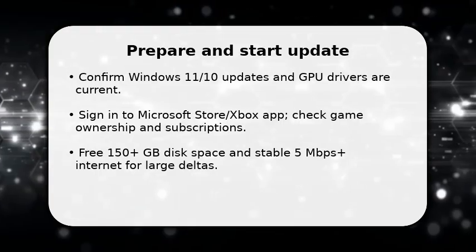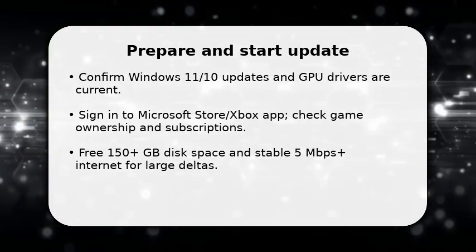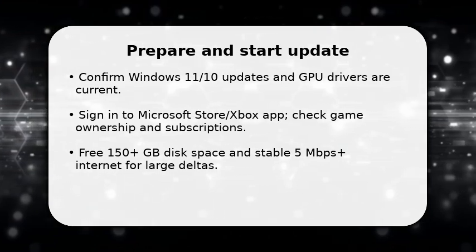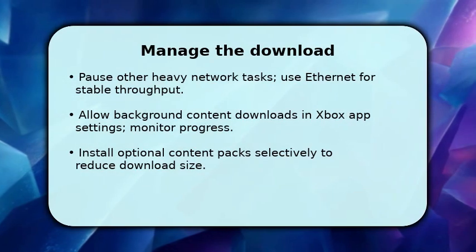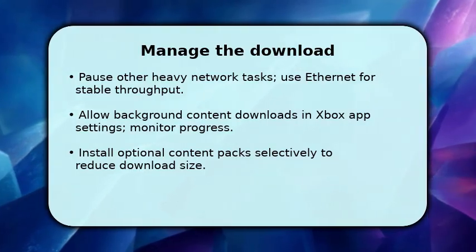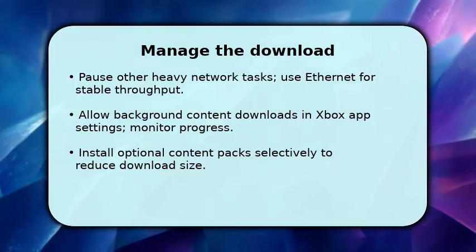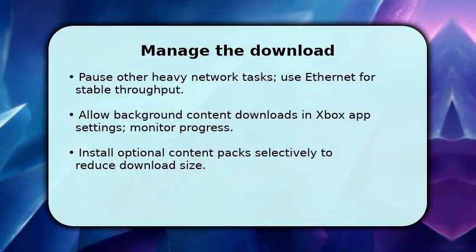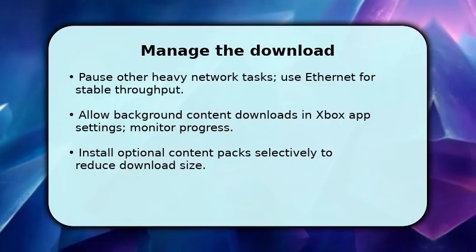Start the app launcher now and navigate to your game page to trigger the download. This initiates the update process immediately. Once the update starts, you manage bandwidth and content selection to keep things efficient. You should pause streaming, backups, and other downloads, and when possible, plug into Ethernet for steadier throughput.